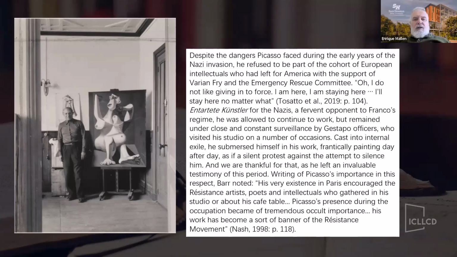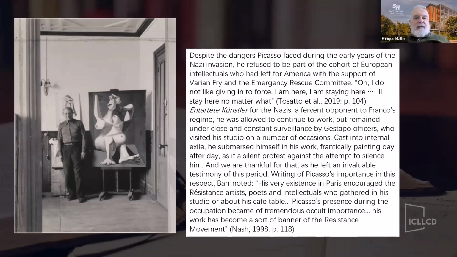Writing on Picasso's importance in this respect, Barr noted his very existence in Paris encouraged the resistance artists, poets, and intellectuals who gathered in his studio or about his cafe table. Picasso's presence during the occupation became of tremendous occult importance. His work has become a sort of banner for the resistance movement.